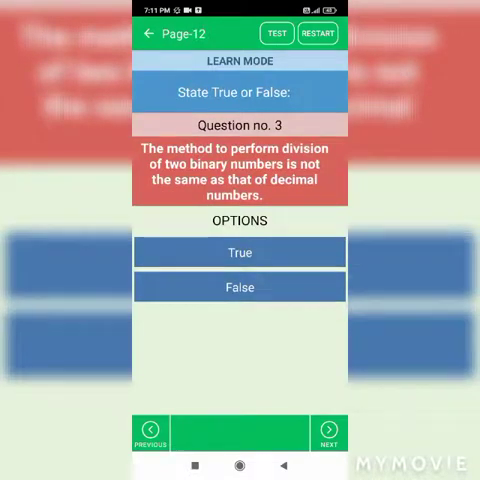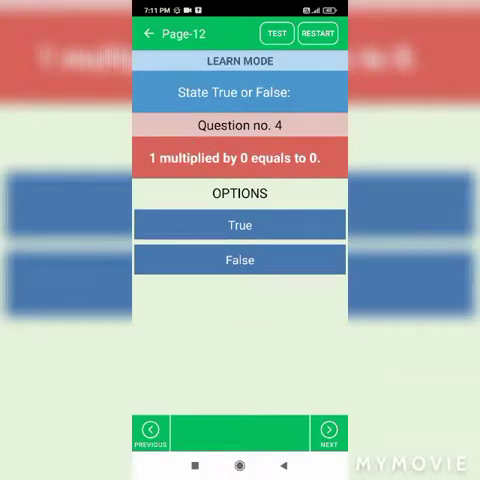The method to perform division of two binary numbers is not the same as that of decimal numbers. I repeat, the method to perform division of two binary numbers is not the same as that of decimal numbers. Very good, you all guessed right. It's false. Next, when 1 is multiplied by 0, it equals 0, and 0 multiplied by 0 is equal to 0 only. Yes, you all are correct. The answer would be true.